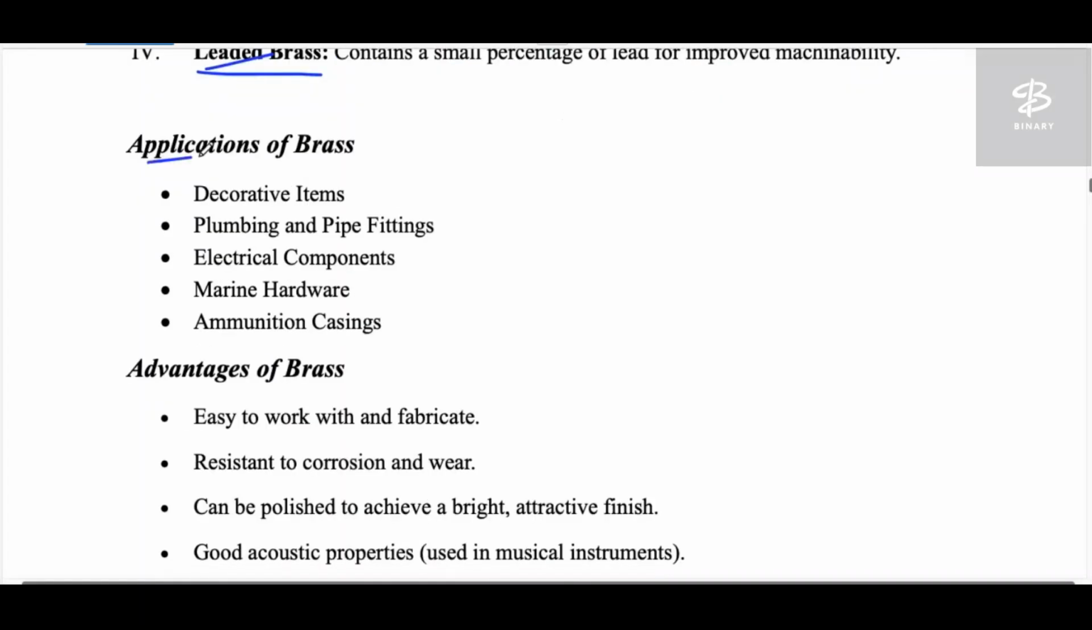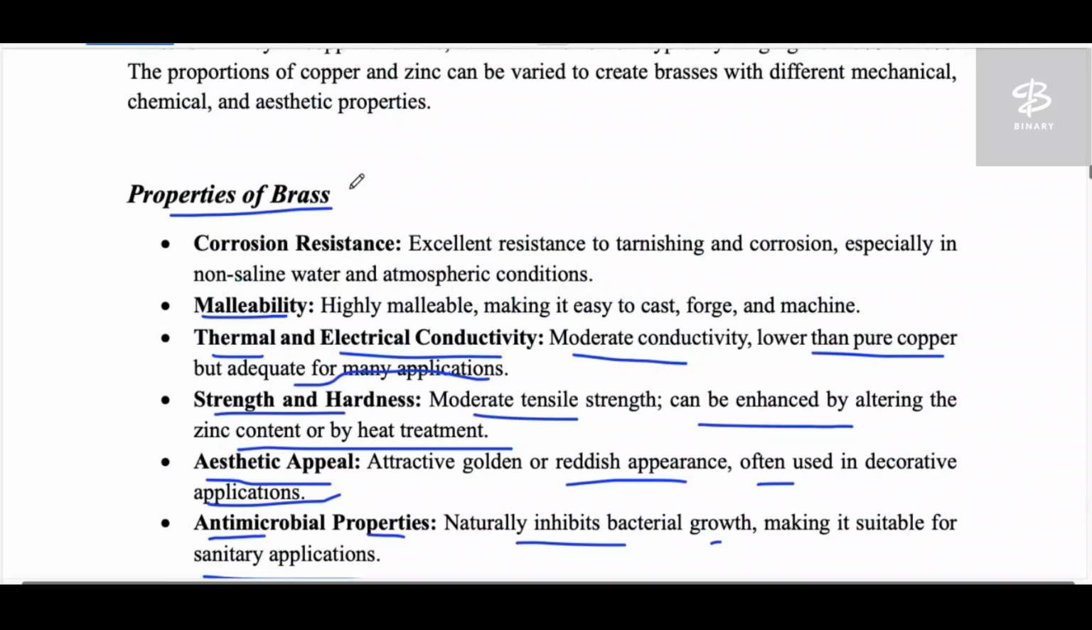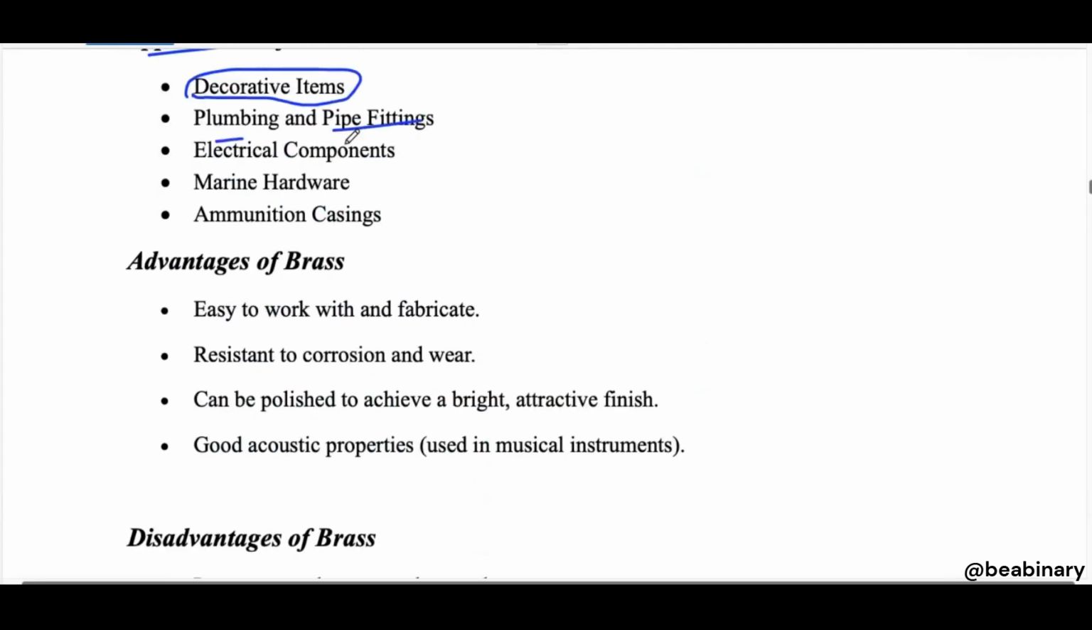We talk about the application of the brass. So if you have read all the above information very carefully, then you can answer this without reading the terms, because if you have seen that its appearance looks golden, that's why it is being used in decorative items. Okay, plumbing and piping fittings, electrical components.